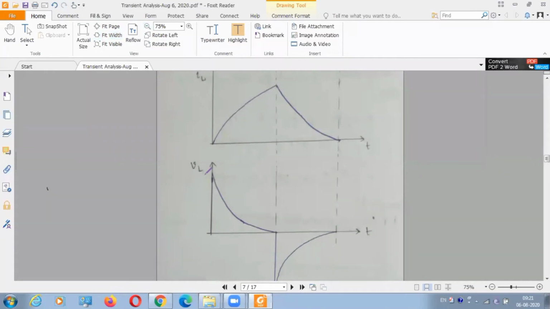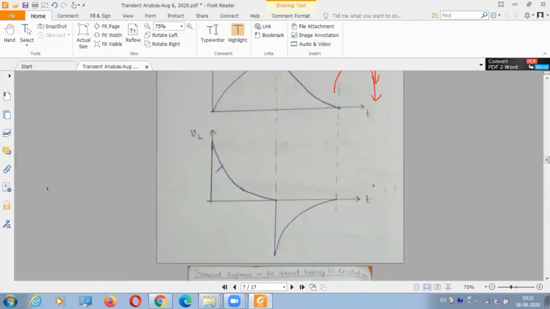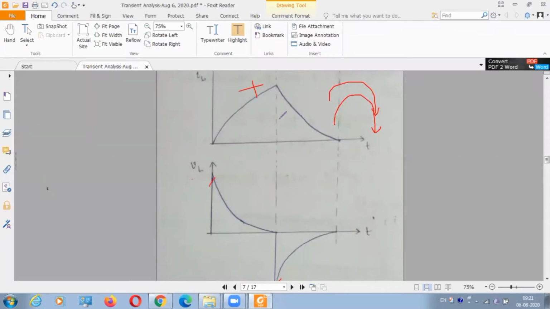Some conclusions should be taken from here. What? The current through the inductor can never change its direction. If the inductor is charging in the clockwise direction, it will discharge in the clockwise direction. See, the inductor current is always positive, but the voltage across the inductor changes from plus V to minus V. This is the profile of the inductor current and voltage.